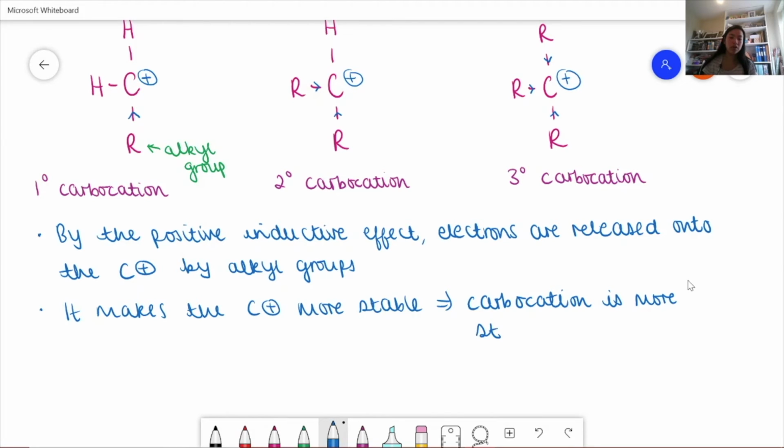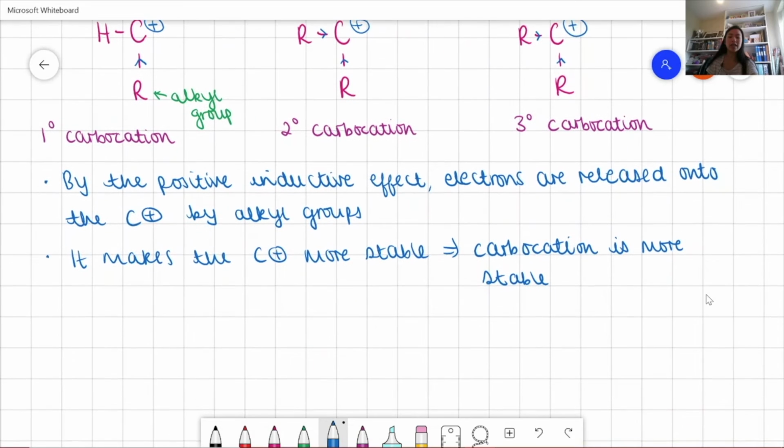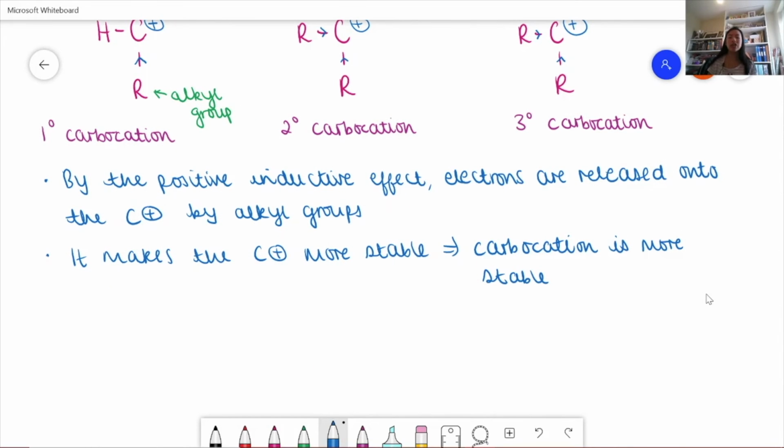And we can also call this carbocation an intermediate because we form this in the middle of the reaction, before we form the product. And so the carbocation is more stable. And now we need to know the general rule. So the general rule is that the major product is formed from the most stable carbocation.